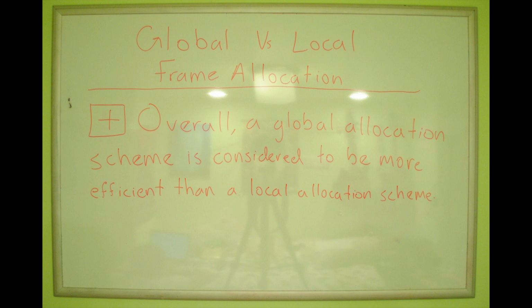If we were to analyze processes on an individual level, global replacement can be inconsistent, though it makes up for that by generally being more efficient on the overall system than the local strategy. This efficiency is why it's the more widely used replacement strategy.